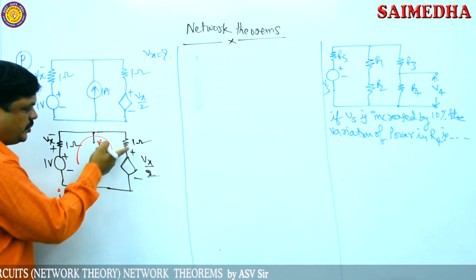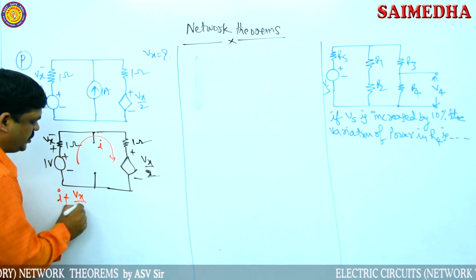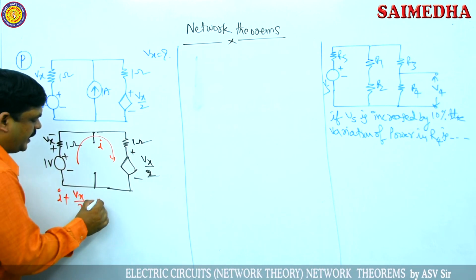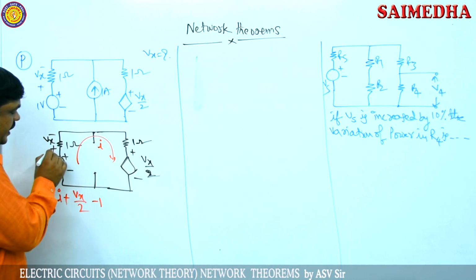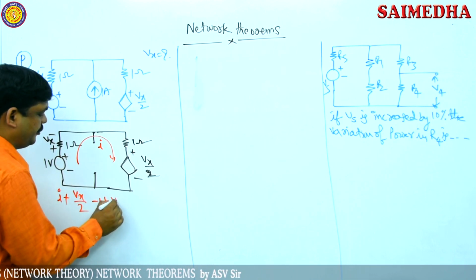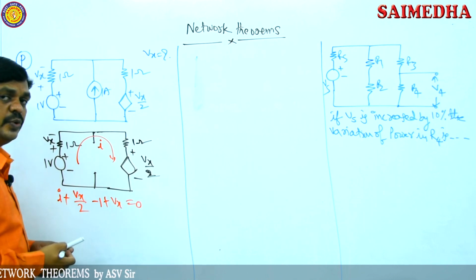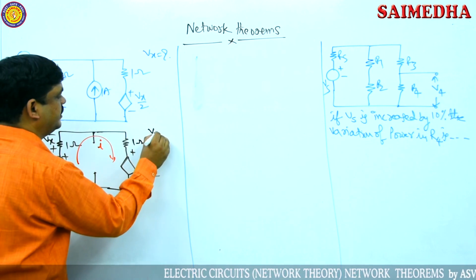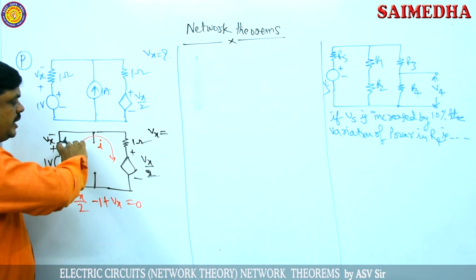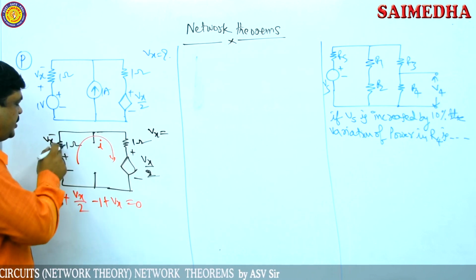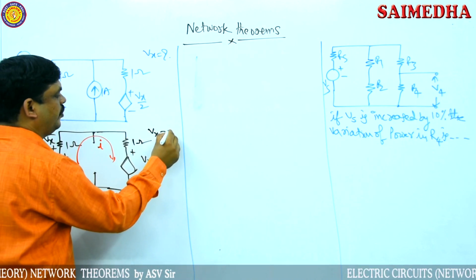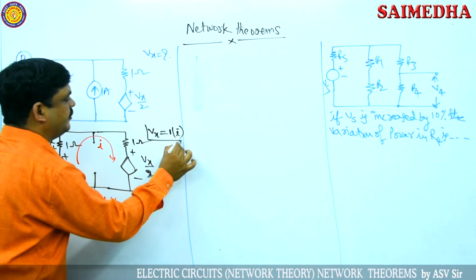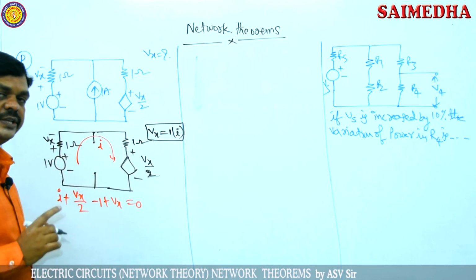Then this is the voltage source, and the dependent source is entered with the positive terminal symbol. So Vx by 2, and here it enters with minus 1, and again enters with plus 2. So plus Vx is equal to 0, because the voltage across the 1 ohm resistor is Vx. The assumed current is in this direction, that is 1 into I, resistance into I. So we can take the standard representation: Vx is equal to I.